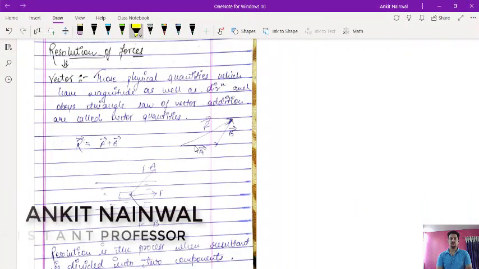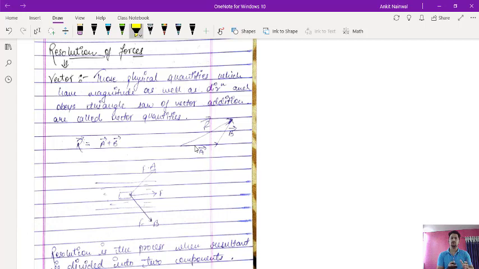What is resolution of forces? Resolution of forces is the process that divides the resultant force into two different components. And what are those components? These two components are special components called rectangular components. Why do we call them rectangular components, and how do we divide the resultant force into two different components? I will be telling you in this lecture. So the topic is resolution of forces.